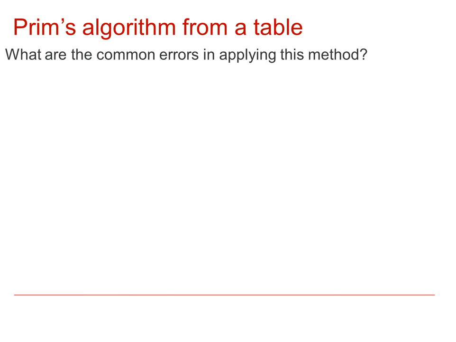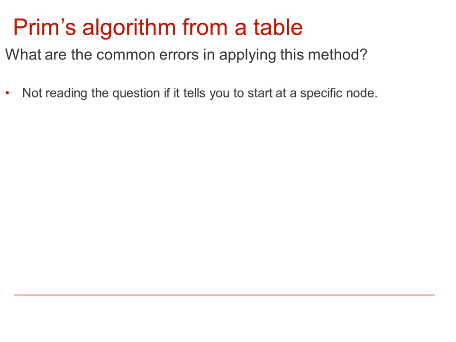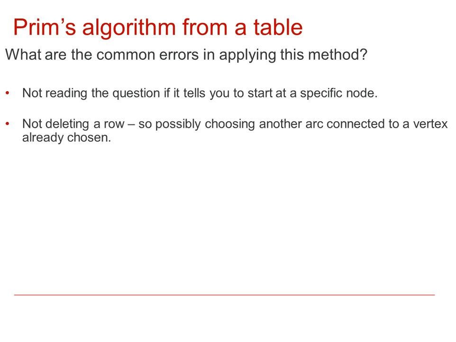Like all of these algorithms, there are some common errors that may be made, so you have to be careful to avoid them. The first one is always to make sure you read the question, because the question will often, with Prim's algorithm, ask you to start at a specific node. If you forget to delete a row, then that means that you could possibly join back onto that vertex which has already been chosen, which obviously goes against Prim's algorithm. So always remember to delete the row.